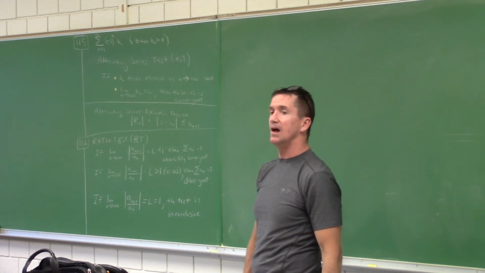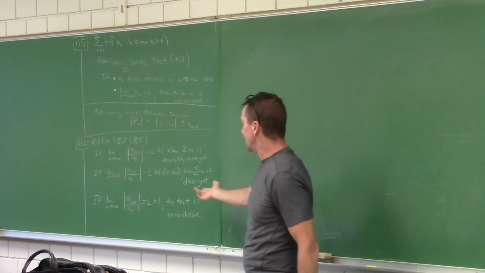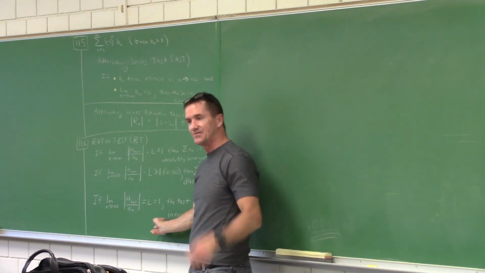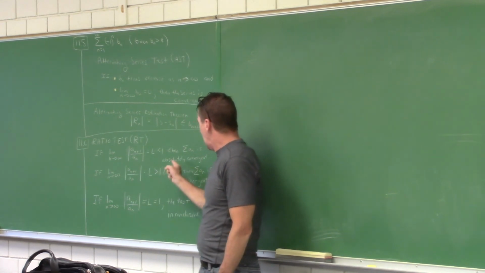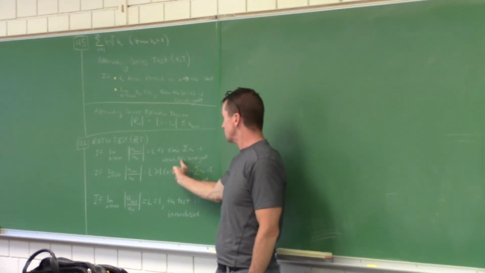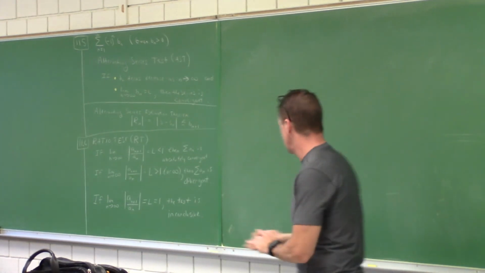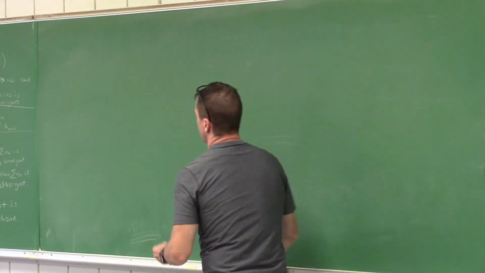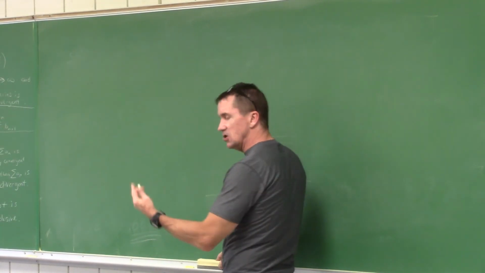So if you fall in love with this test, just be careful. When you get a limit equal to 1, you can't use it. You're going to have to use one of the other tests. I have the words absolutely convergent here, and that always gets students going. They ask why I wrote that. It's just a stronger phrase that can be used in terms of convergence.